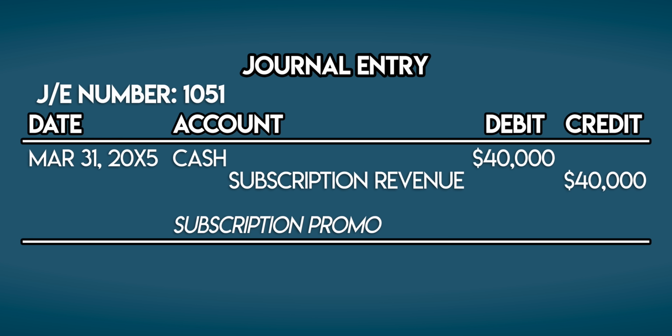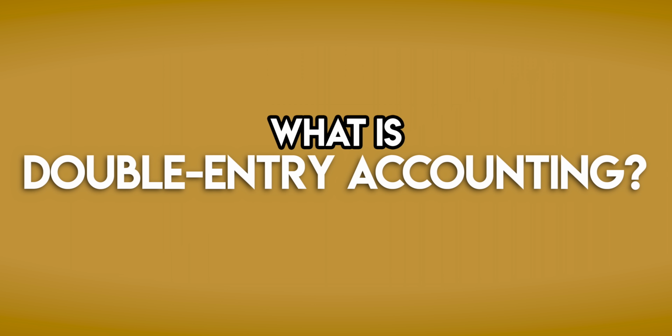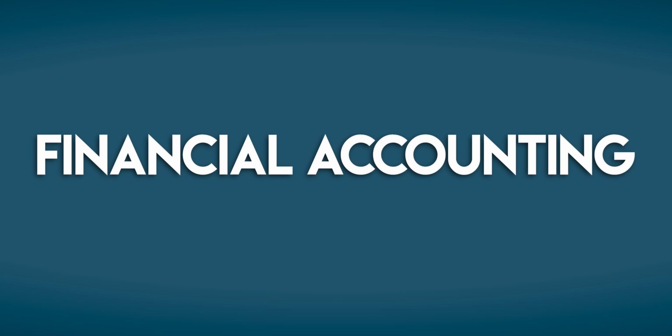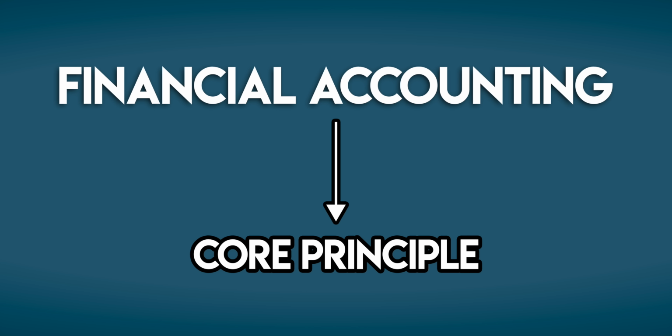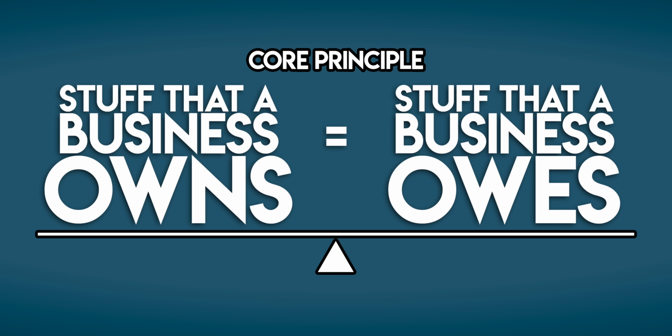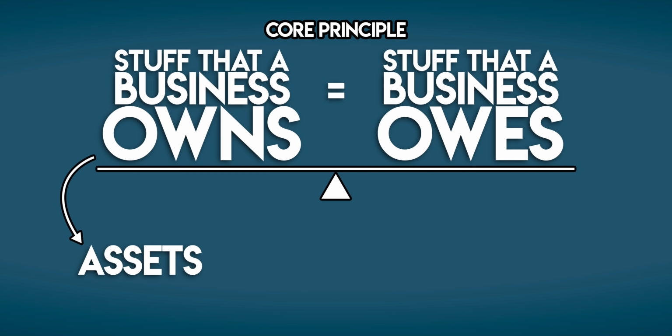But why do we do it this way? What is double entry accounting? The first thing you need to know is that financial accounting is built on one simple idea. The stuff that your business owns is equal to the stuff that your business owes. We call the stuff that your business owns assets. These are valuable resources that you'll benefit from in the future, things like cash and inventory.